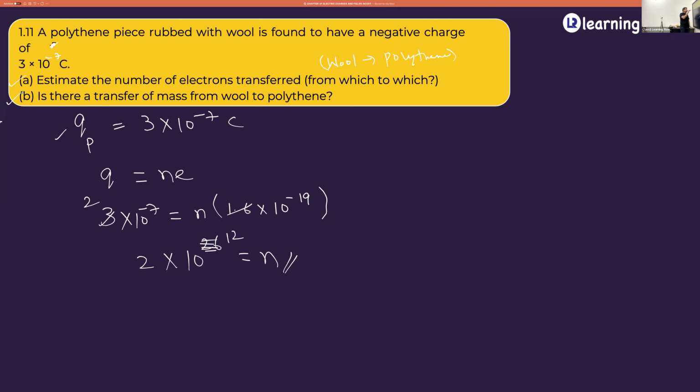Okay. Now this is the one you asked me the other day. Is there a transfer of mass from wool to polyethylene? The answer is yes. Why?